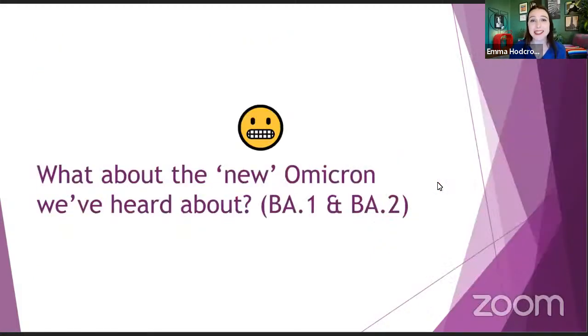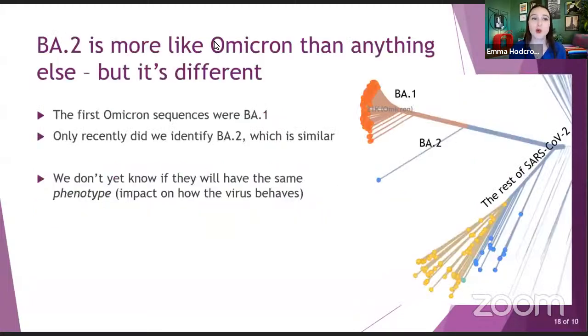So finally, in the last day or so, we've heard about a new Omicron, sometimes called the stealth Omicron. What's happened is that Omicron has been split into 2 lineages. These are called BA1 and BA2. Now, BA1 is the sequences that we identified originally, the ones that you've been hearing about for a couple of weeks now. BA2 is more like those BA1s and more like Omicron than anything else, but it is a little different.